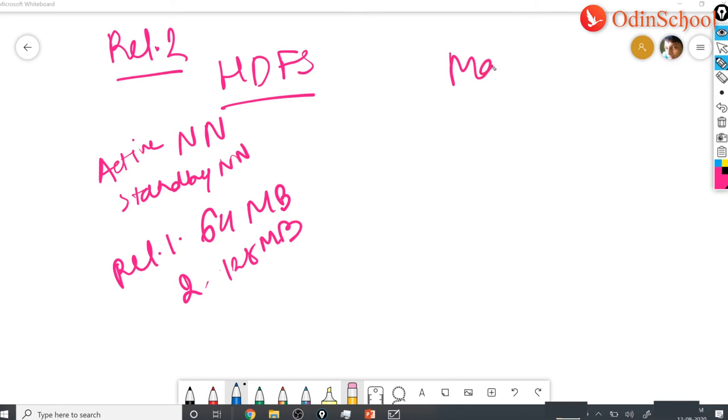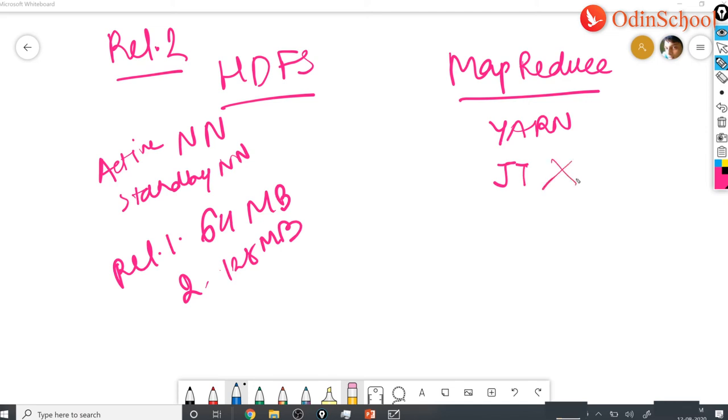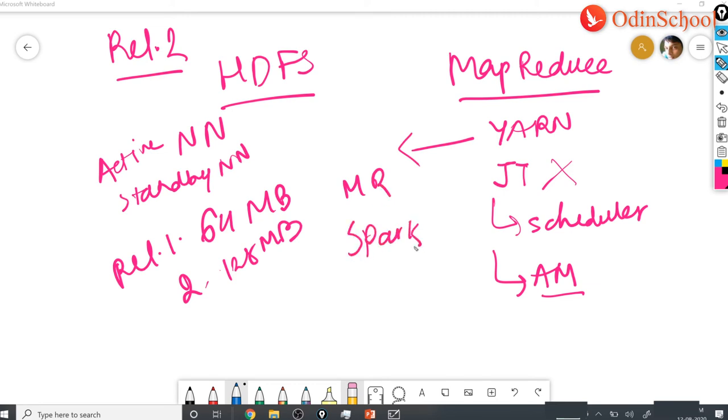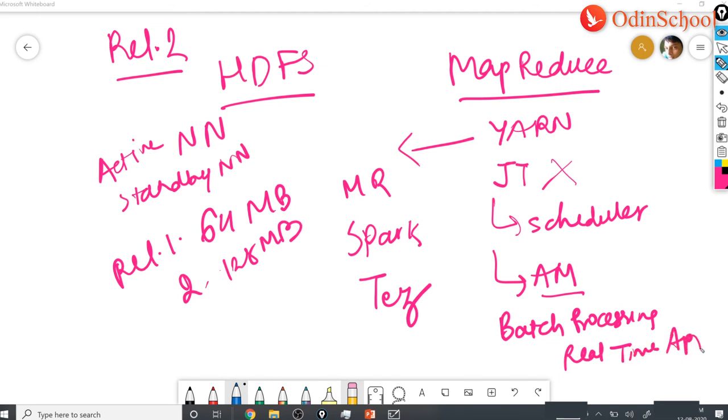Then if we talk about the MapReduce level or the processing engine level, YARN is a completely new architecture which came into the picture, and the job tracker is now completely bypassed. The job tracker tasks are divided into what we know as the job scheduler, and then there is an AM, application manager, which is managing all the applications. It supports all types of applications like MapReduce, Spark, Tez. So you are not tightly coupled with MapReduce. Not only batch processing, it is also processing real-time applications, and there is architecture support for Storm as well, which is a real-time pipeline processing system.